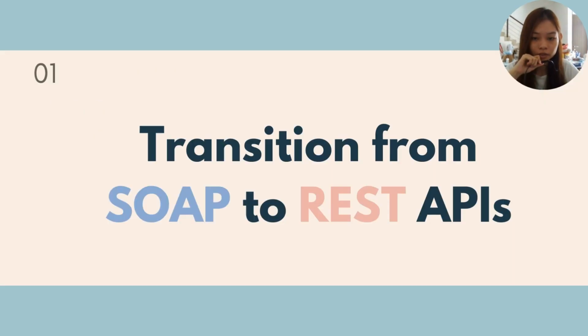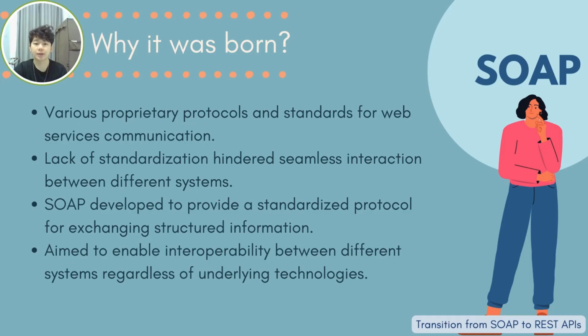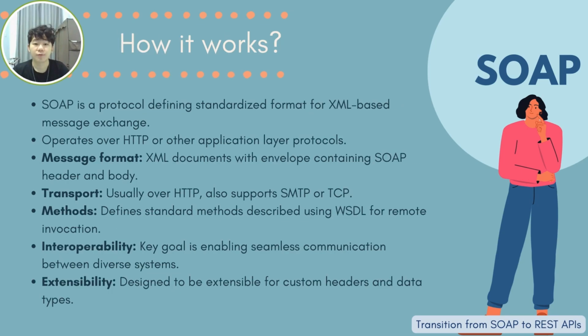Okay, now let's start with the transition from SOAP to REST API. Before this, do you all know how SOAP was born? Yeah, I know. SOAP emerged from the confusion of diverse communication protocols in web services, standardizing information exchange for seamless collaboration across different systems, regardless of their technologies. SOAP is a protocol for exchanging XML-based messages over HTTP or other application layer protocols. It defines message structure with envelope, header, and body, supports transport protocols like HTTP, SMTP, or TCP, and enables remote invocation using WSDL. SOAP aims for interoperability and extensibility.